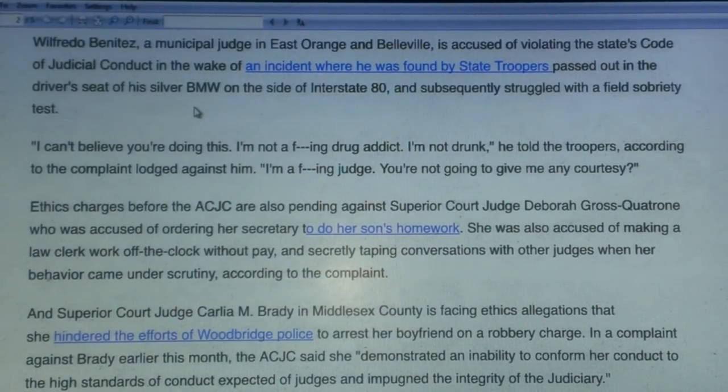We're exposing you criminals. Here it is, and it goes on to say, Superior Court Judge Carla M. Brady in Middlesex County is facing ethics allegations that she hindered the efforts of Woodbridge police to arrest her boyfriend on a robbery charge. Huh? Hold on, let's read this again. Superior Court Judge Carla M. Brady in Middlesex County is facing ethics allegations that she hindered the efforts of Woodbridge police to arrest her boyfriend on robbery charges. Oh, so your boyfriend loves robbing people now, huh?